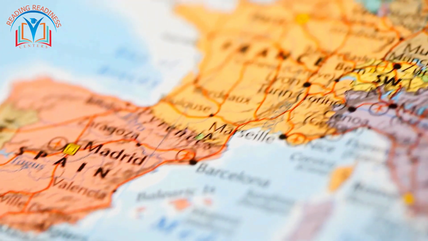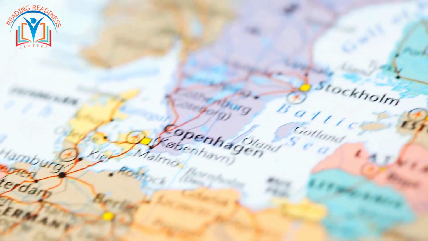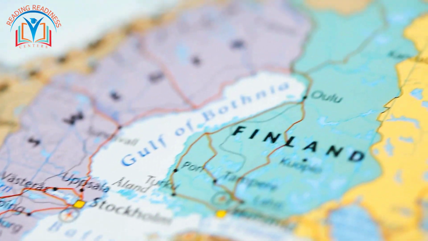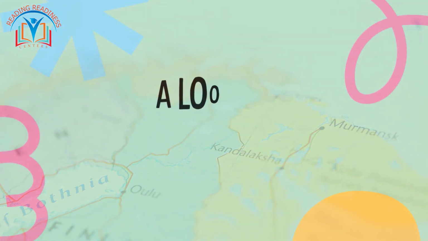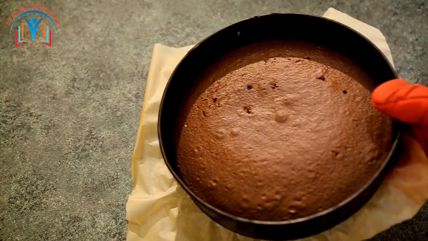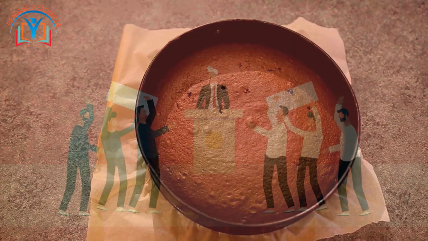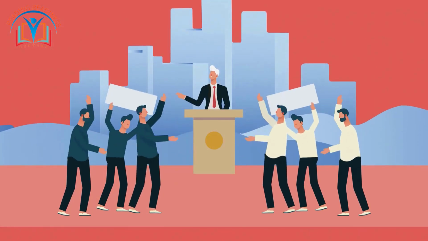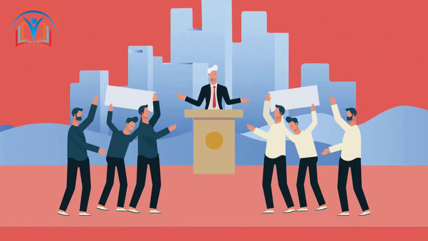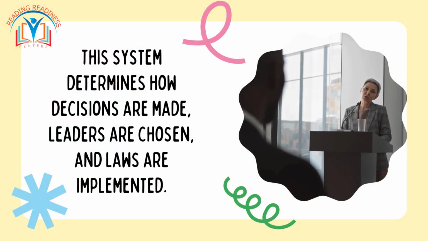Knowledge. Today, we are embarking on a fascinating journey as we delve into the intricate tapestry of political systems and borders. A look at political systems. Imagine a delicious cake. To bake it perfectly, you need a recipe. Likewise, each country has a unique recipe for governance, called a political system. This system determines how decisions are made, leaders are chosen, and laws are implemented.